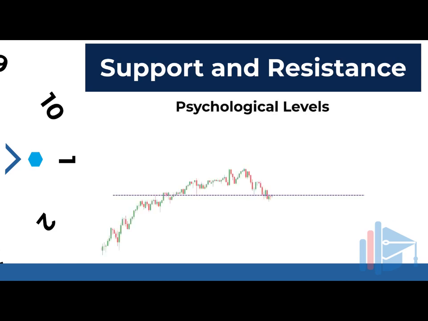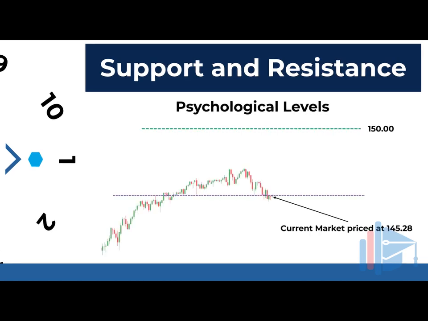Psychological levels. These refer to major round numbers, such as 10, 100, 1000, 100,000, or 0.1000, among others. Traders often consider these levels significant because they tend to attract a high level of interest in trading activity, acting as support or resistance. In the absence of recent price action, levels that are half or a quarter of a major round number, such as 50, 500, or 0.2500, may also be considered psychological levels.